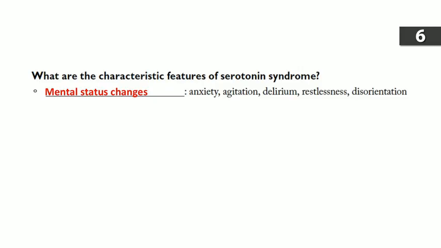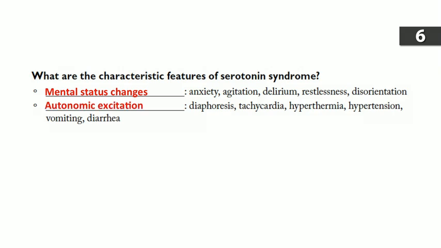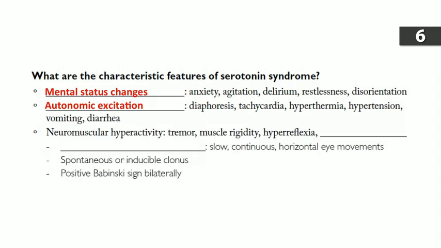So what are the characteristic features of serotonin syndrome? What are we looking for? Well, you can have mental status changes like anxiety, agitation, delirium, restlessness, disorientation. The next bullet is autonomic excitation, such as diaphoresis, tachycardia, hyperthermia, hypertension, nausea and vomiting, and diarrhea. These are all just symptoms of autonomic excitation in general. You can also see neuromuscular hyperactivity, which could present as tremor, or muscle rigidity, hyperreflexia, or myoclonus.